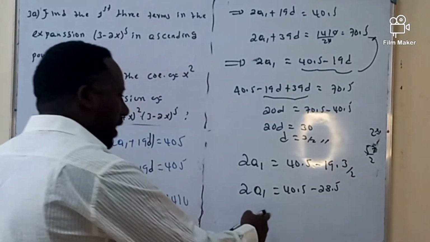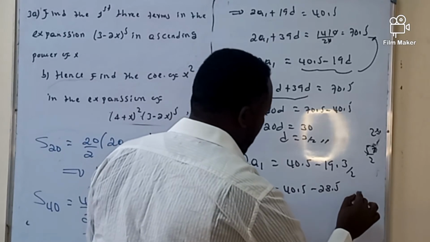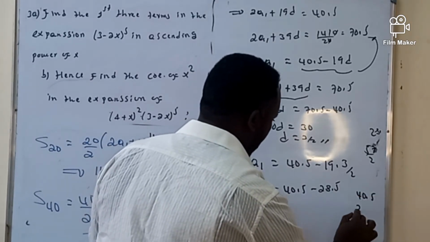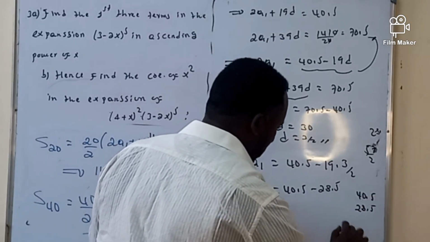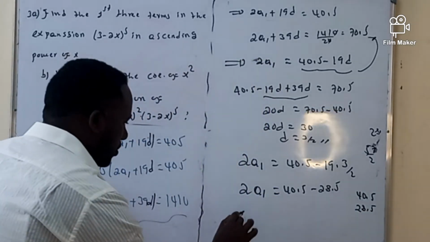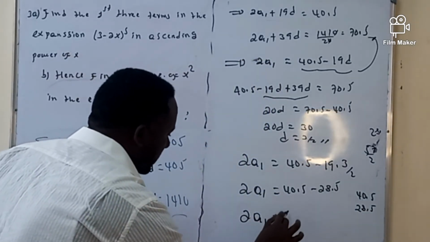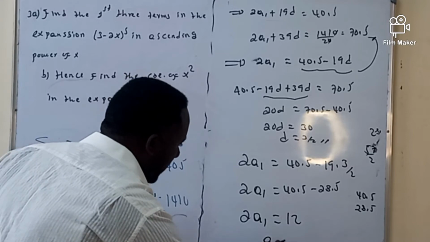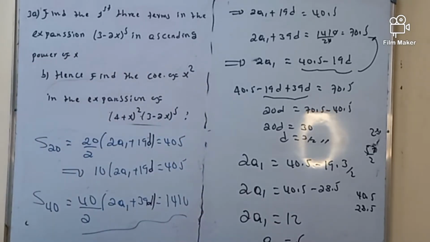Then what is the difference? 14.5 minus 28.5 is going to be minus 14, and so 2a1 will be what? Let me compute: 2a1 will be 12. a1 will be 6. So this is the value for a1.